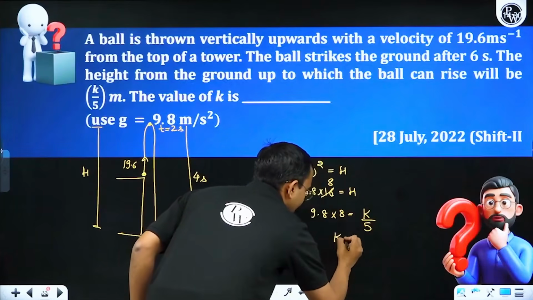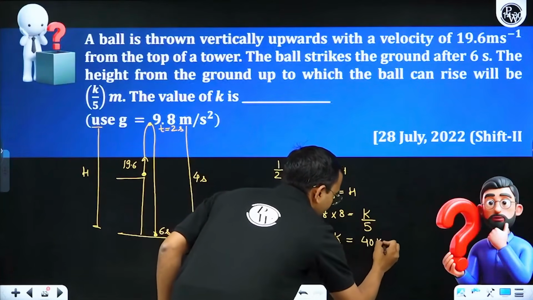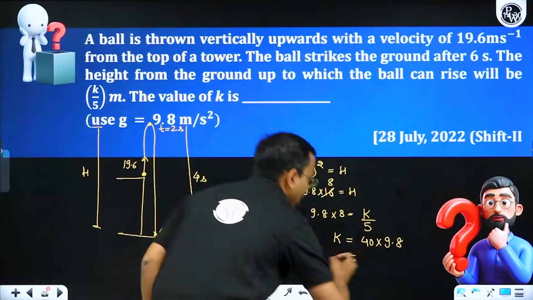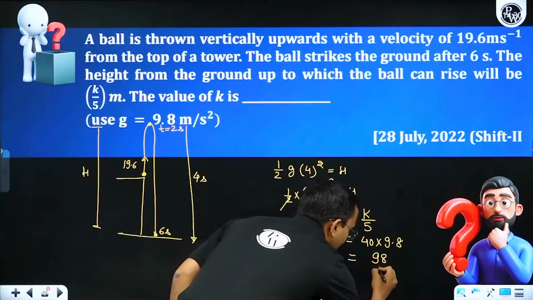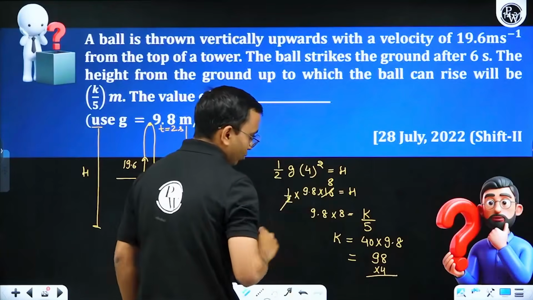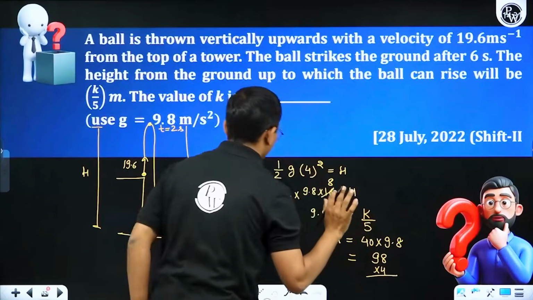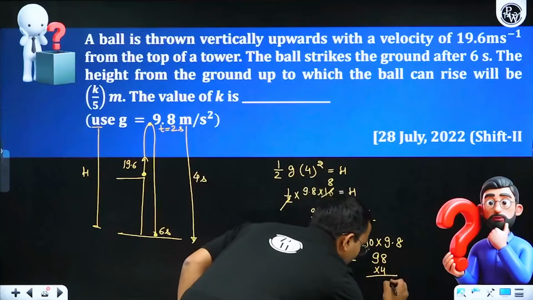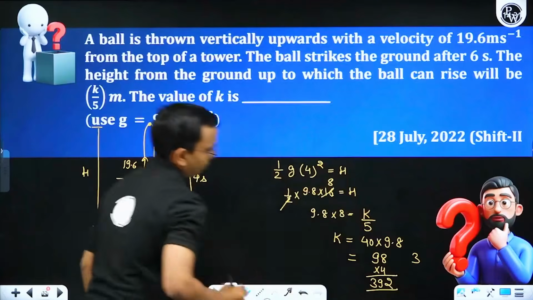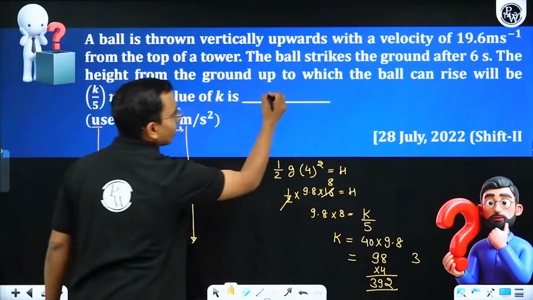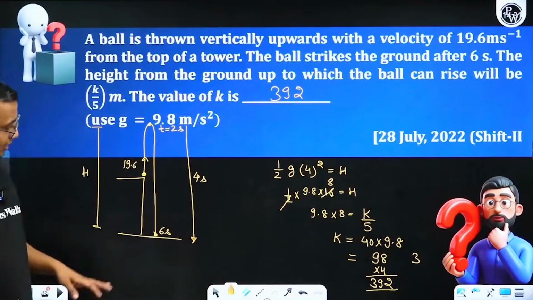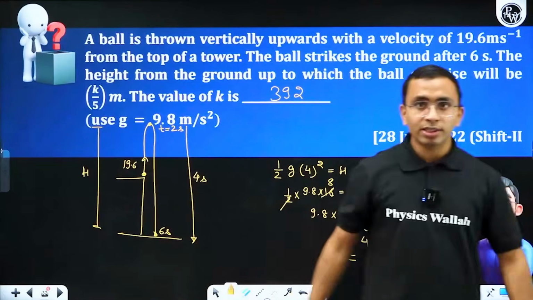So k is basically 40 into 9.8, or I'll say this is 98 into 4. How much is that? There is no mistake, I hope so. Everything is fine. Okay, so 392. We got k as 392. Yes, everything is perfect. Calculations are perfect here.